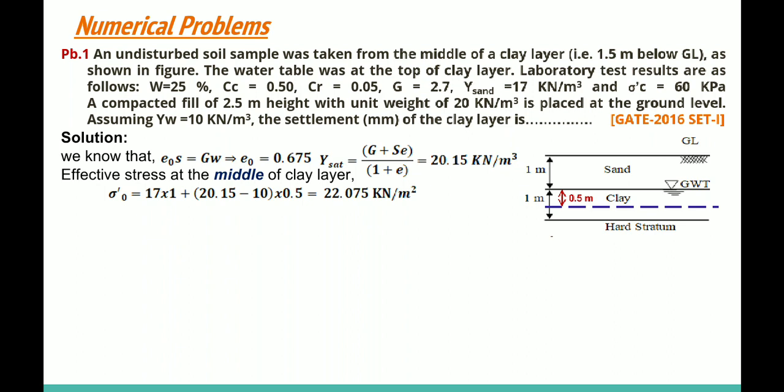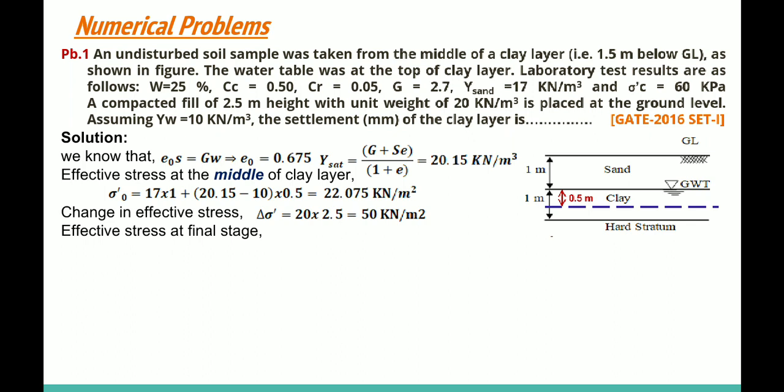So now we can calculate the change in effective stress. When the compacted fill of 2.5 meter height with unit weight of 20 kN per meter cube is placed at the ground, the change in effective stress occurs by the filling only. So we can calculate the pressure created by the fill and take it as the change in effective stress. We can write 20 into 2.5, and we get 50. Are you getting my point? Okay.